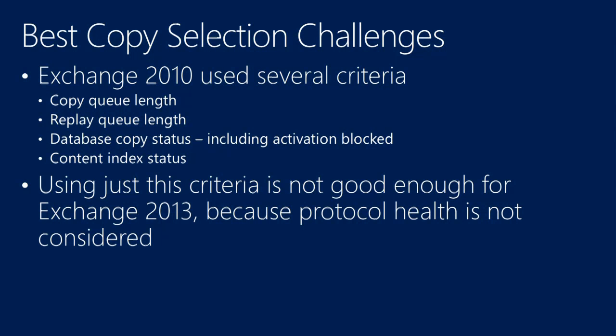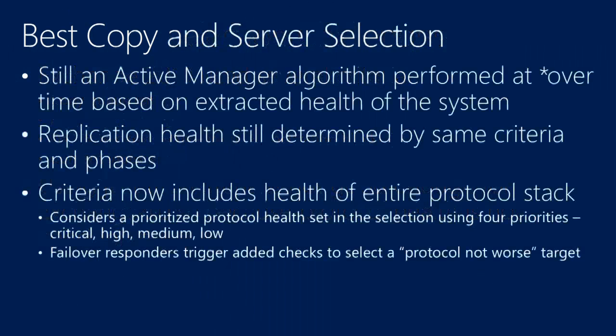So using just that, it's not good enough for 2013, because we have to look at everything on the server now. And actually, we don't look just at everything on the server. We also now take the extra step of examining the source as well, where that failure occurred. Now, I'll show you what I mean by that. So BCS, it's still an Active Manager algorithm. It's still run every time there's a failover or a target list switchover. The replication health still uses those same 4 criteria, so all that stuff still applies to the database. But now we've imposed additional constraints and additional criteria so that the algorithm has to look at everything going on in the system.